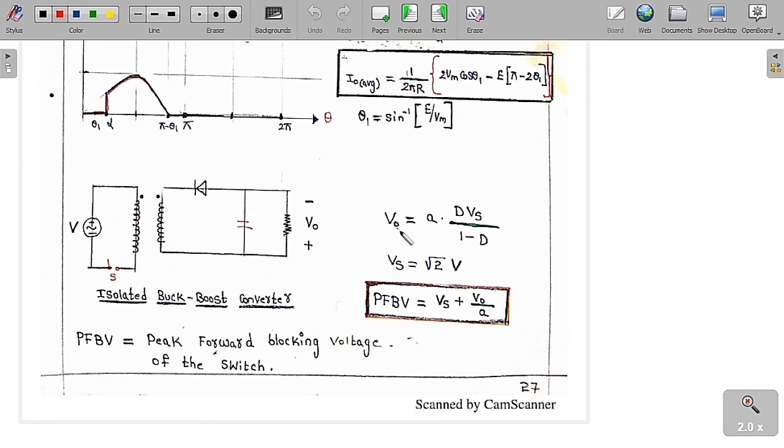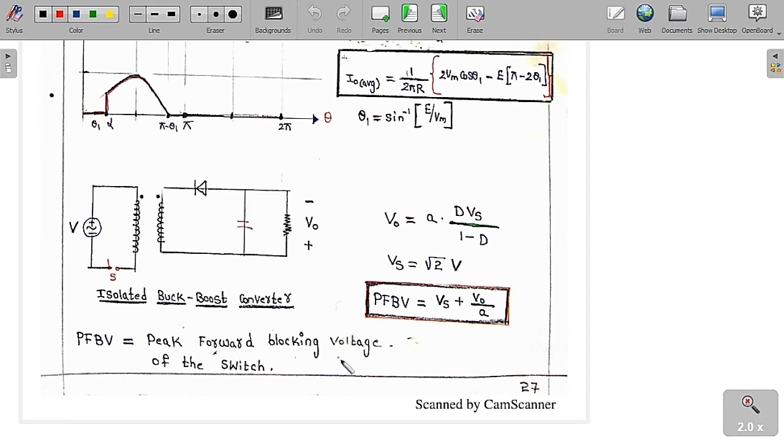Therefore V0 average is equal to the basic formula, V0 average equal to D into Vs by 1 minus D. This formula we know, but there is a transformer ratio, this A, which we need to include, so divide by A. Here Vs is the peak value of the source, so the peak value of the source is equal to root 2 into V, because V is the RMS value.